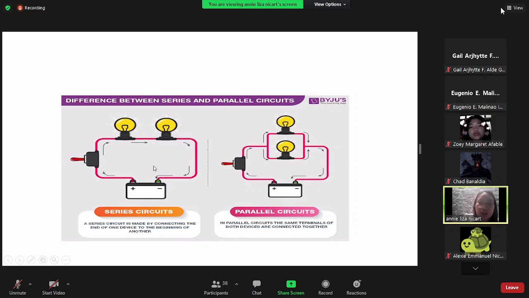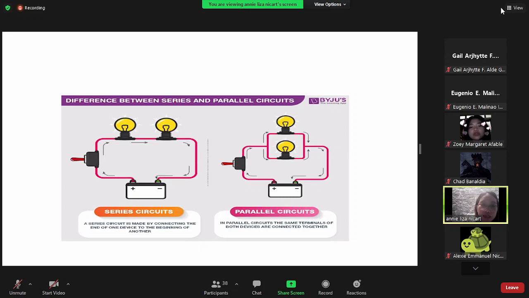Okay, so here in series, if one of the two bulbs gets busted, the flow of electric current will be cut. The path of the electric current will no longer be complete. So the circuit is called an open circuit. When we say open circuit, the flow of electric current is cut off. It's cut off. Okay?